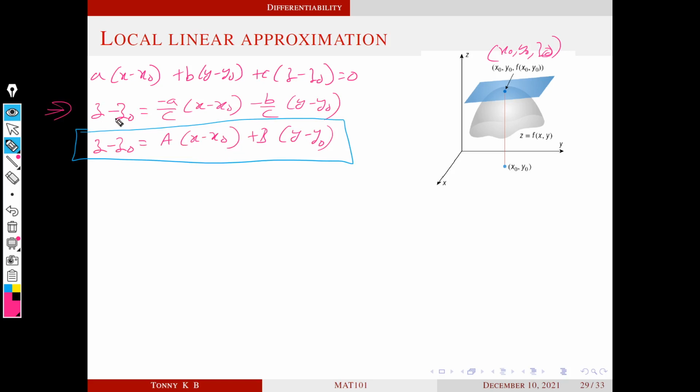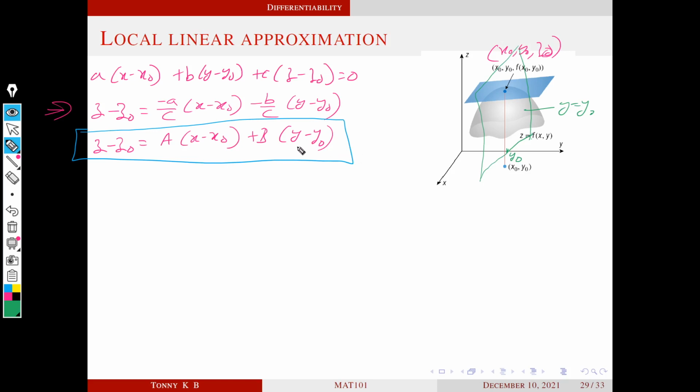This implies z minus z naught equal to minus a by c into x minus x naught minus b by c into y minus y naught. Again, a, b and c are numbers. So we assume that minus a by c is a number, say capital A, and similarly minus b by c equal to capital B. So we can simply express the equation of the plane like this: z minus z naught is equal to A times x minus x naught plus B times y minus y naught. Now this A and B are unknowns, so depending on the plane, we have to solve for A and B.